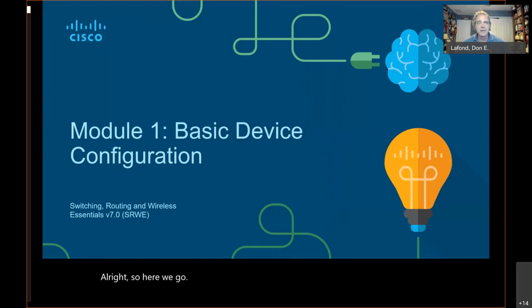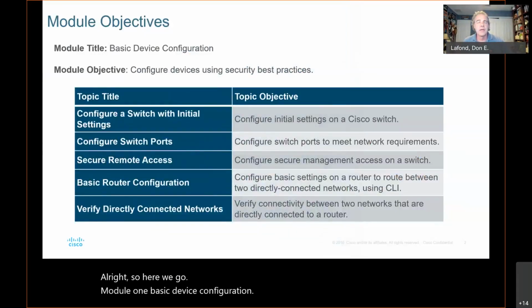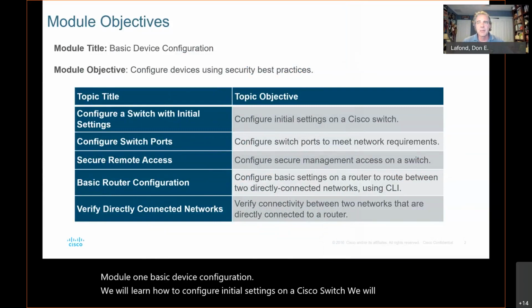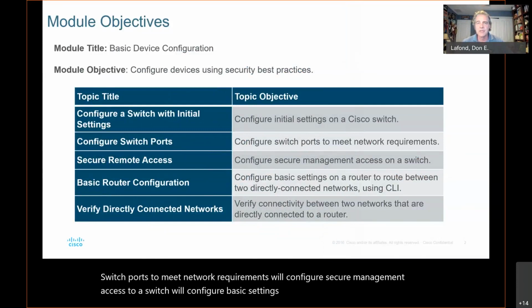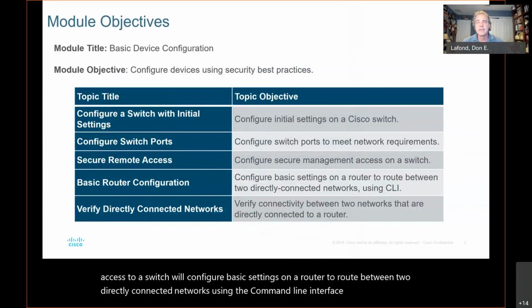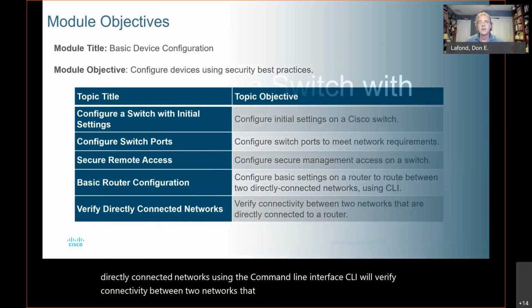Module 1, Basic Device Configuration. We will learn how to configure initial settings on a Cisco switch. We will configure switch ports to meet network requirements. We'll configure secure management access to a switch. We'll configure basic settings on a router to route between two directly connected networks using the command line interface, CLI. We'll verify connectivity between two networks that are directly connected to a router.